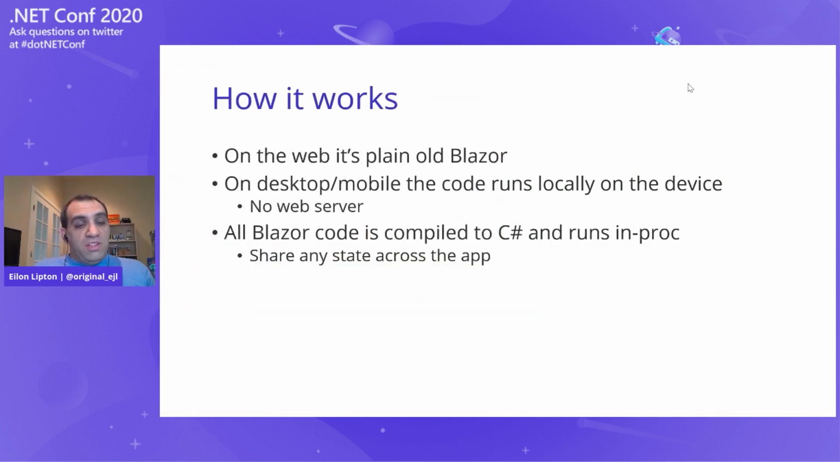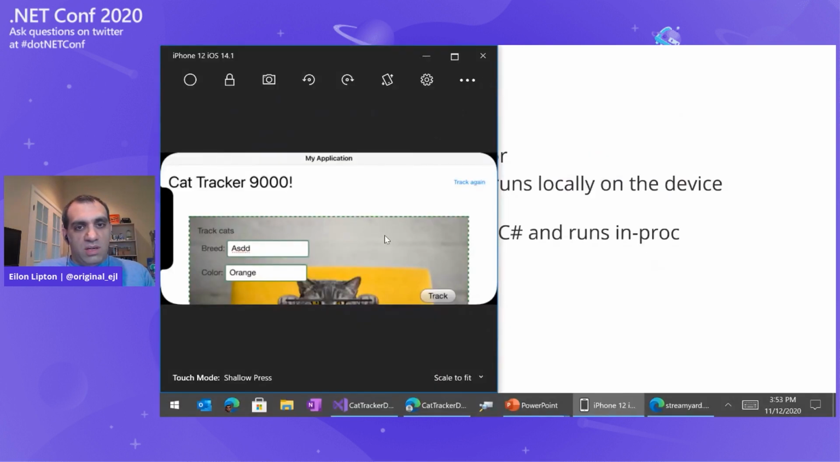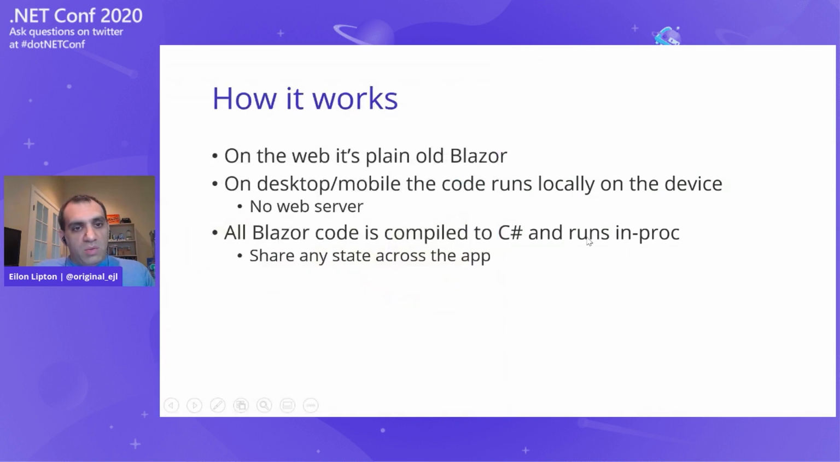All Blazor code, and this is a normal Blazor thing, is compiled to C# and runs in the process. It's not like the web code is running in some out of proc thing with some marshalling or serialization or gRPC or RPC or anything of the sort happening. It's all one big application. It's just that some of it renders as web UI, let's say what's here, and some of it renders as native UI. But it's all one application, which means you can share any state you want across the application.